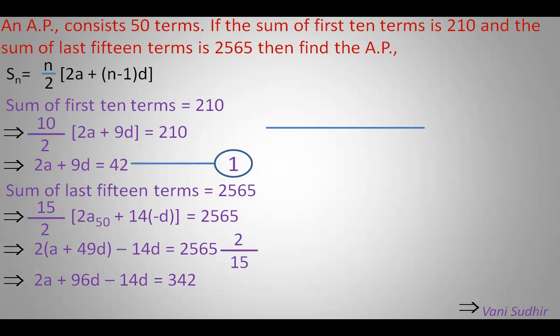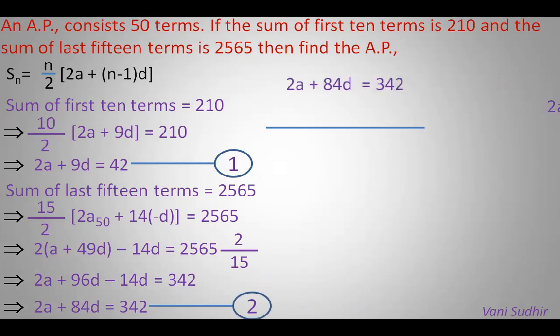We can subtract d terms, like terms there. So 2a plus 84d is 342. This is the second equation. Solving 1 and 2, we will get a and d values. Here a coefficients are the same, so we can eliminate a by doing subtraction. A terms will get cancelled. 84 minus 9, 75d; 342 minus 42, 400. No, 300, sorry. It is written wrong. We do the correction. D value will be 4.